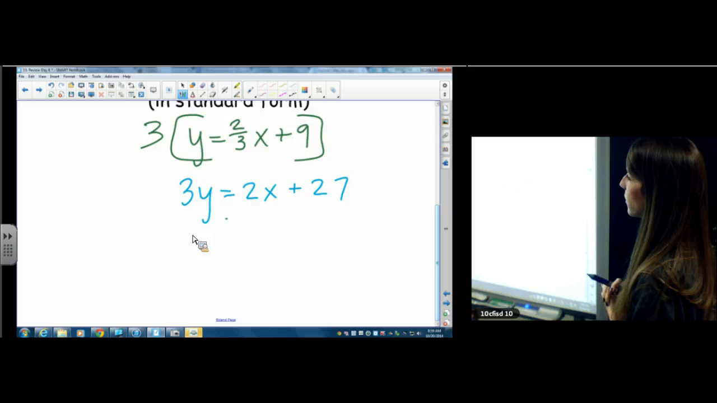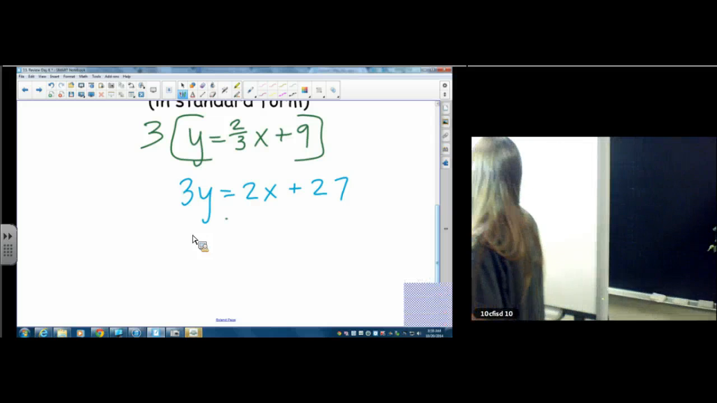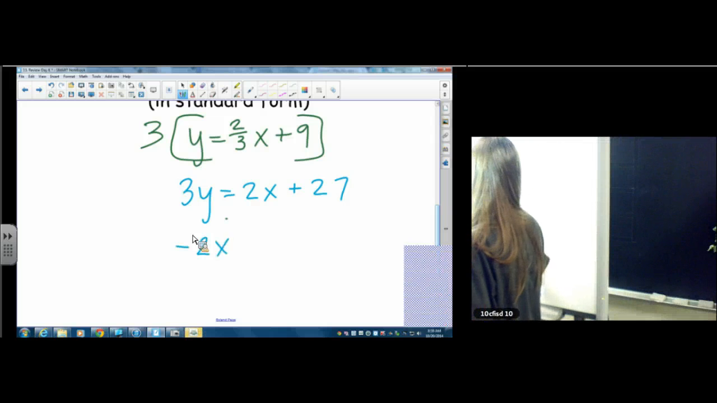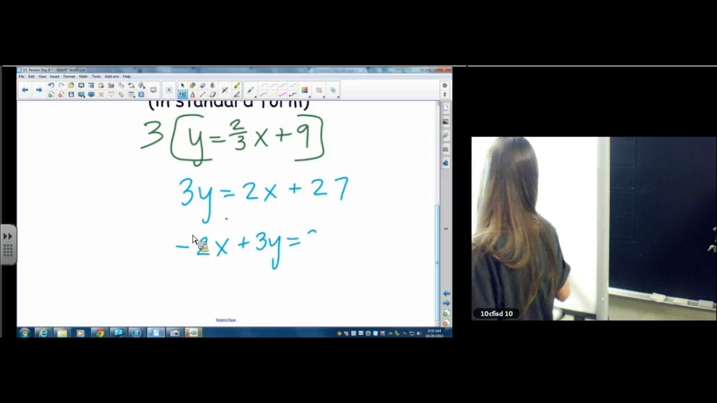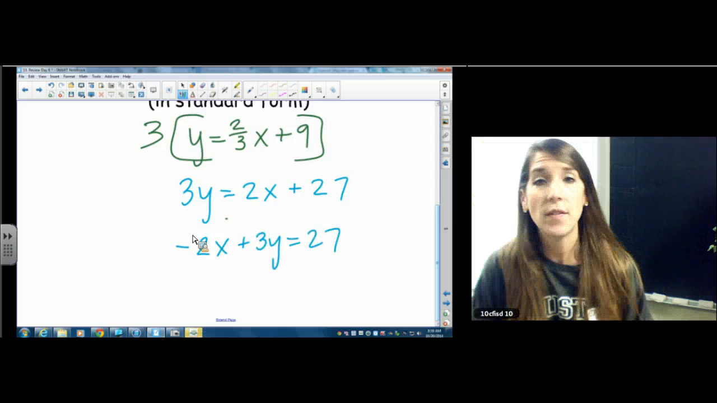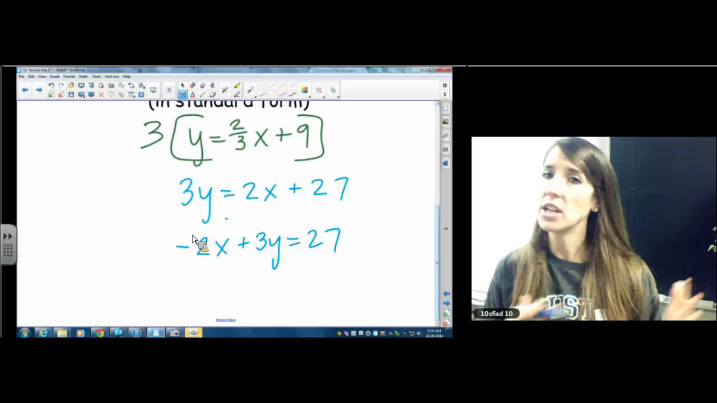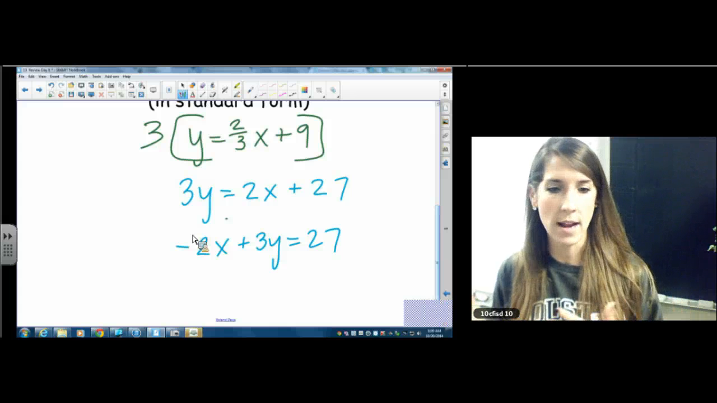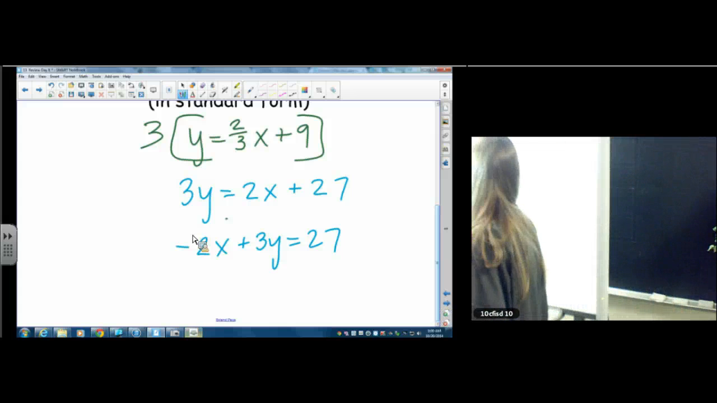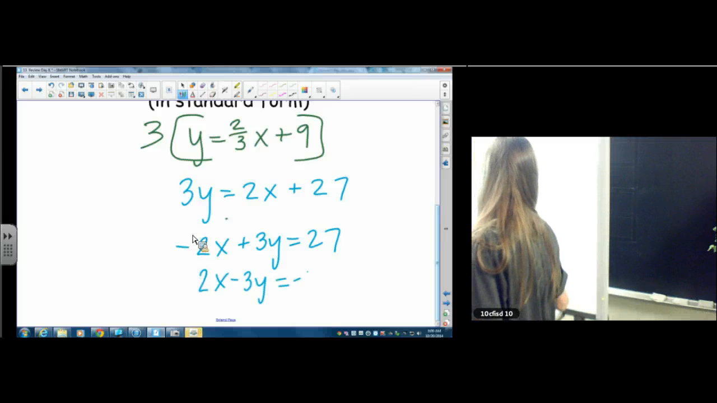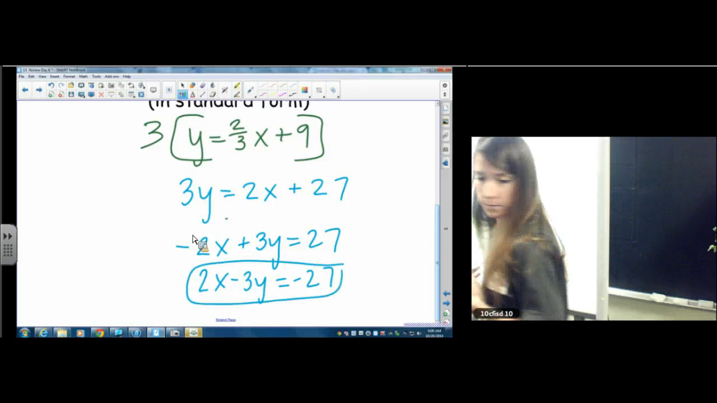Yep, looking good. Then you could bring your 2x over, except we're going to be disobeying one of our rules. The leading coefficient can't be negative, so then we would need to change everybody's signs. Multiply everybody by -1, and so we would get 2x minus 3y equals -27.